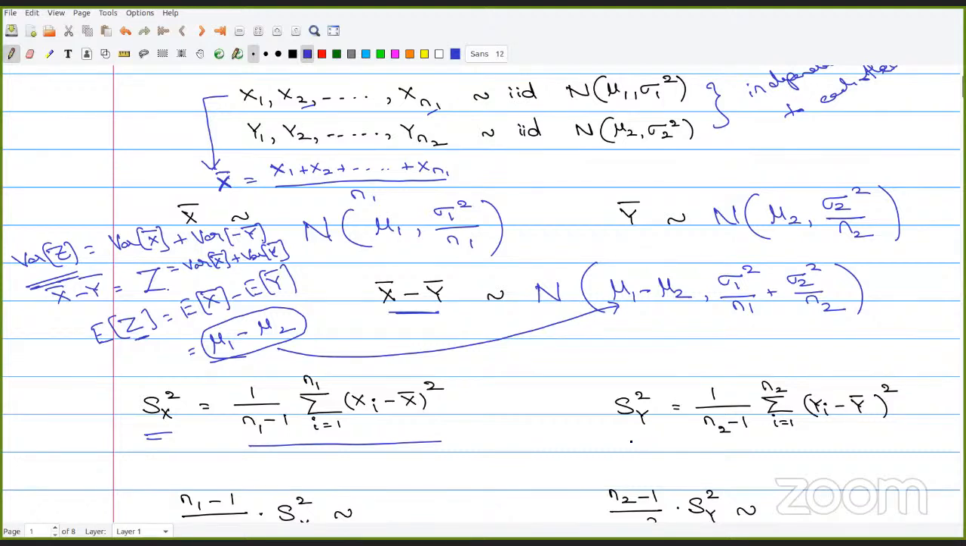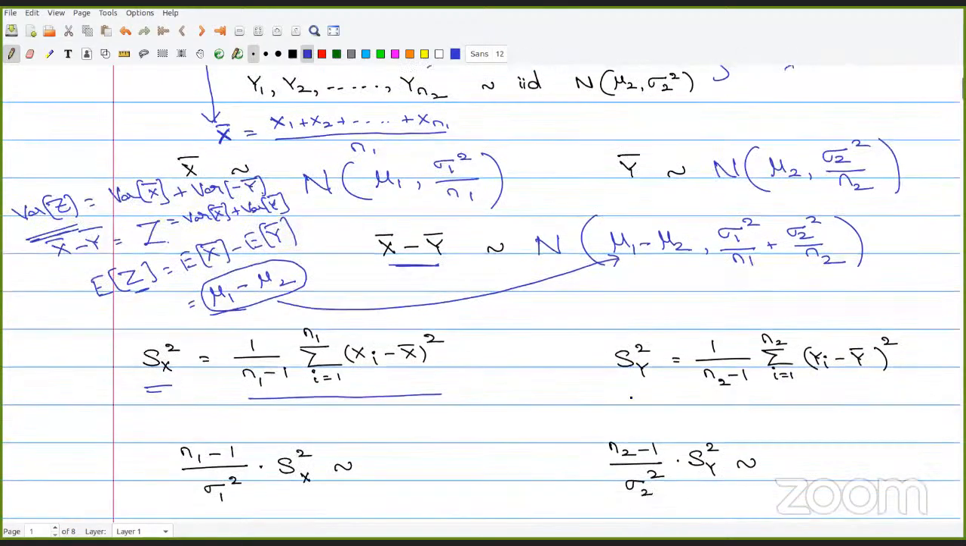Similarly, the sample variance of the second sample. There are n2 samples, and if I wanted to compute the sample variance of y1, y2 to yn2, it will be 1 by n2 minus 1, summation from i equals 1 to n2, yi minus y bar whole square. This is the sample variance formula. Correct? So here I have n1 samples, here I have n2 samples. So n will be n1 at one place, n2 at another place. That's it.